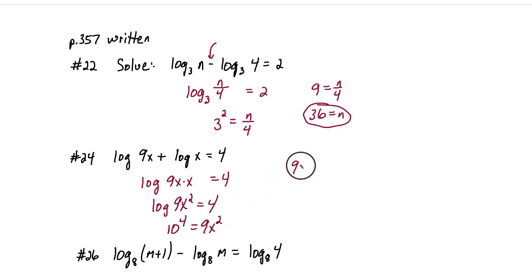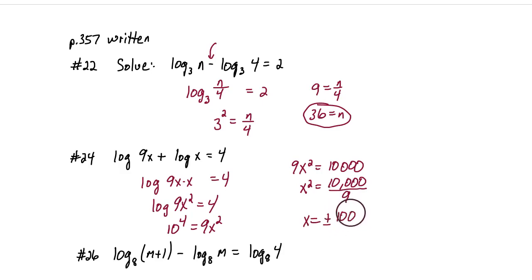This means that 9x squared is equal to 10,000. We can divide by 9 on both sides, getting 10,000 over 9. And then take the positive and negative square root of that. The square root of 10,000 is 100, and the square root of 9 is 3.